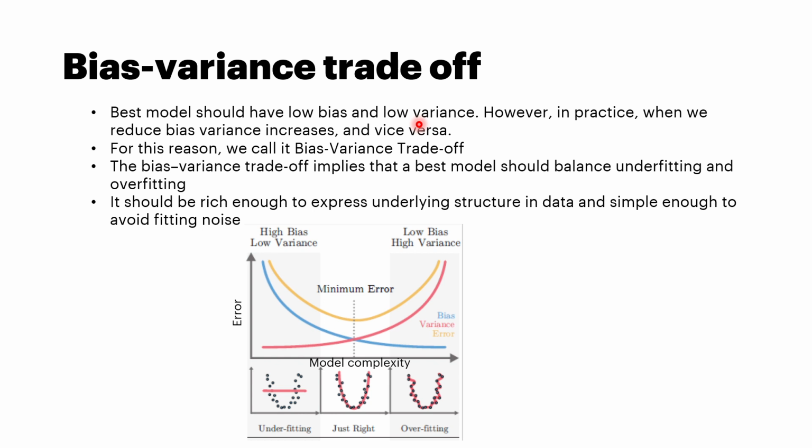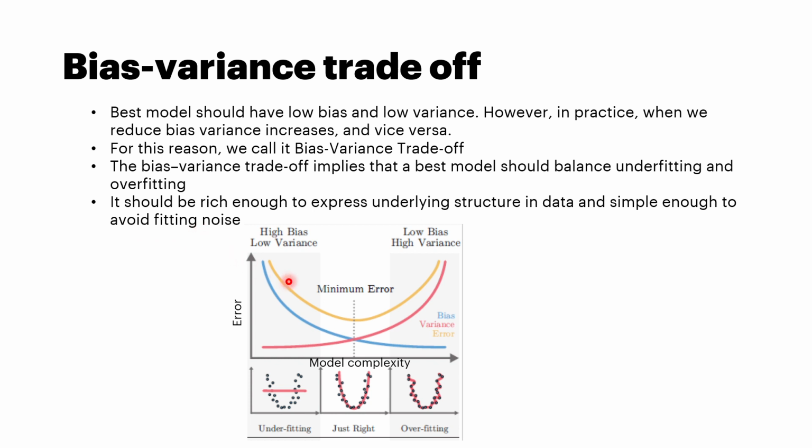However, in practice, when we reduce bias, variance increases and vice versa. For this reason, we call it the bias variance trade-off. The bias variance trade-off implies that the best model should balance underfitting and overfitting. It should be rich enough to express the underlying structure in the data and simple enough to avoid overfitting or fitting noise.